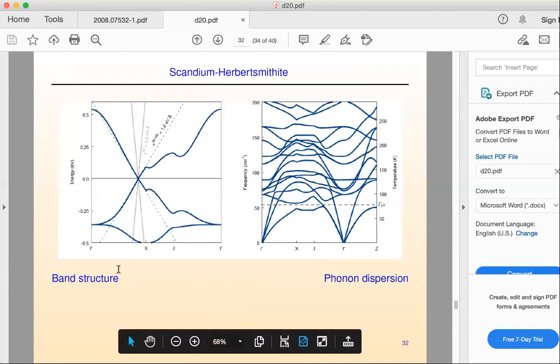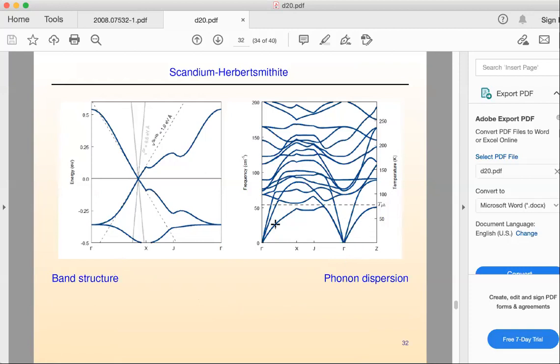They evaluated the band structure for this hypothetical material, and also the phonon dispersion relation. The point about this figure is that the lines go up quite a bit, so that if we are below 50 Kelvin, there shouldn't be too much influence from the phonons on the structure of this material, which is essential for having this hydrodynamic behavior.